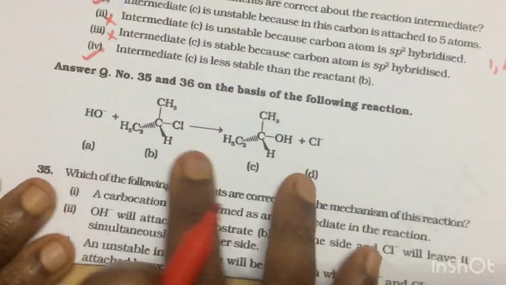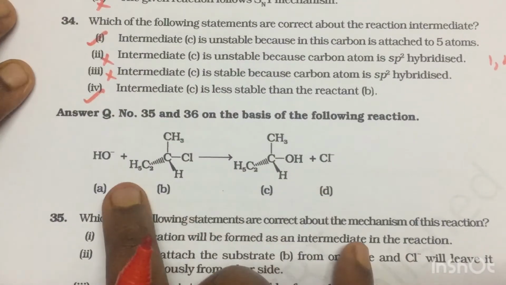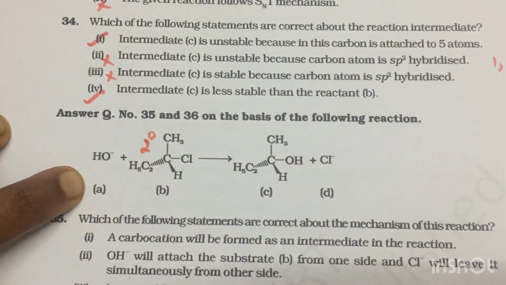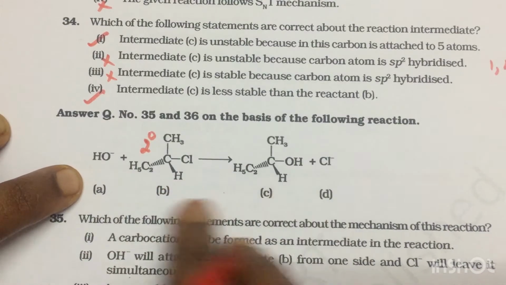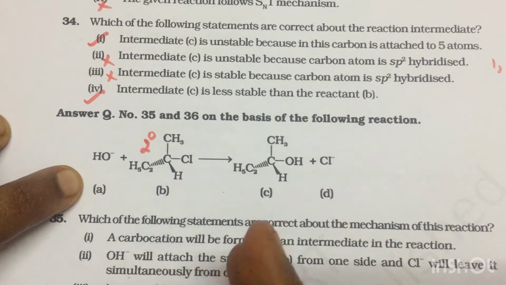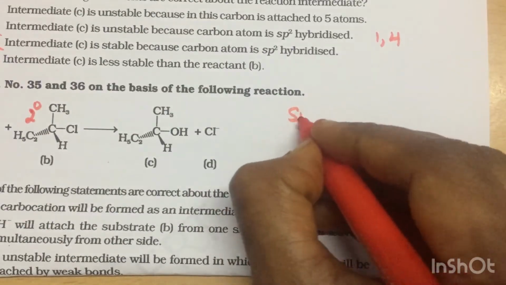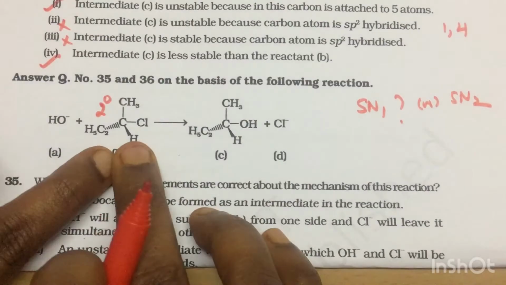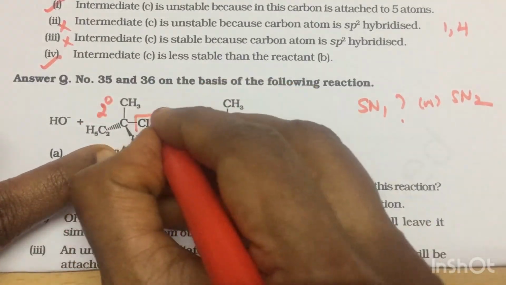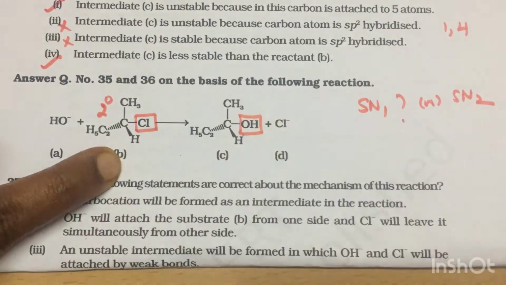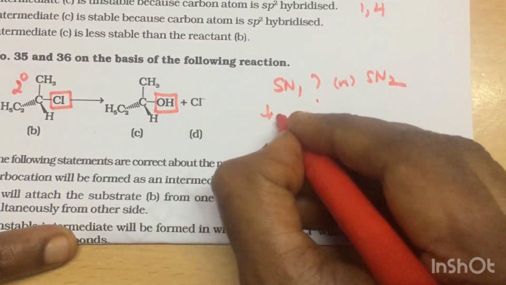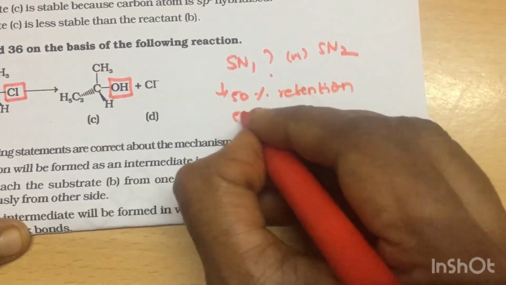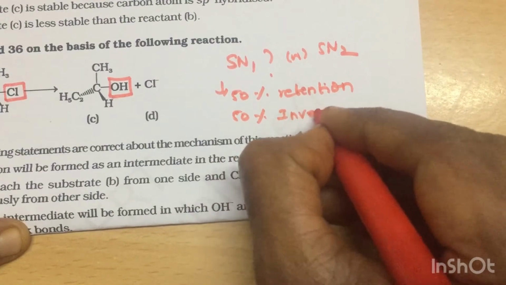So now this equation has been given. From this equation, this is a secondary alkyl halide, OH minus attack. From the equation, it is not evident whether it has taken SN1 or SN2. We have to decide SN1 or SN2. So one clue: see here the stereochemistry. Chlorine, retention is given. In SN1, we will get 50% retention and 50% inversion.